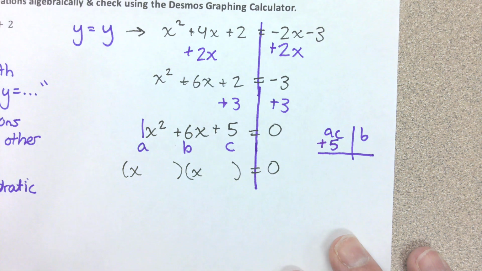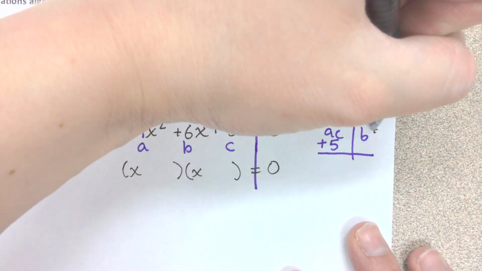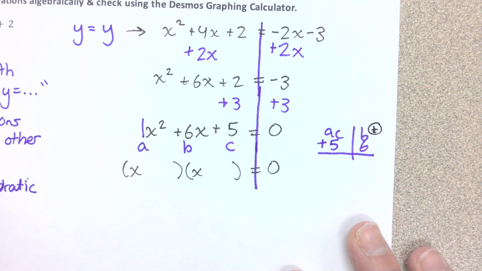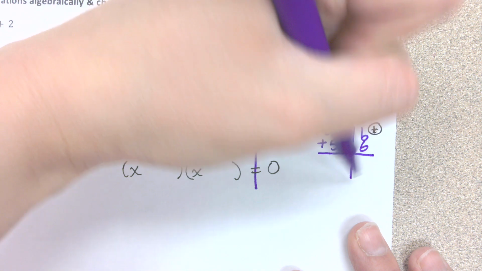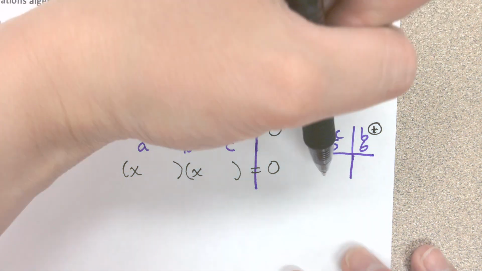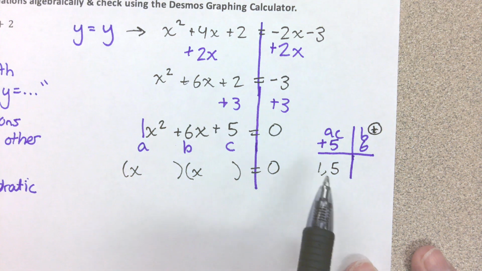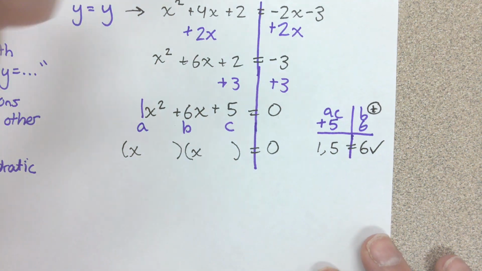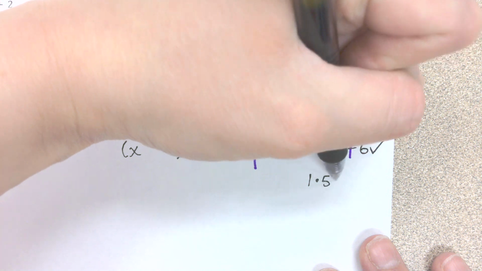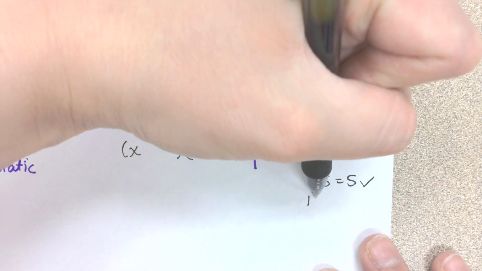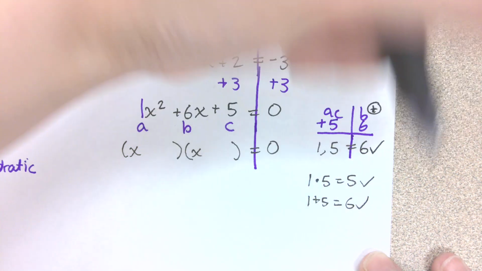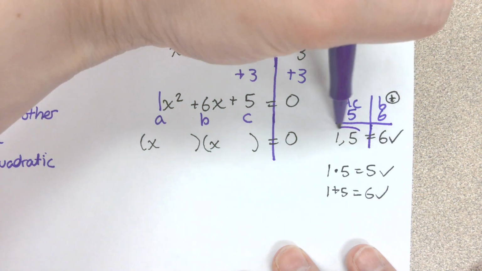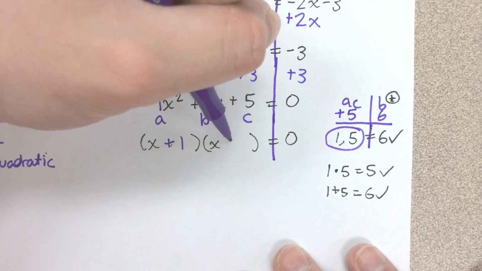And it's a positive 5, so we're just adding on the right side to get the B value. And then B is 6. 5 only has one pair of factors, 1 and itself, and luckily when you add 1 and 5, you do get 6. Checking. 1 times 5 is 5, yes. 1 plus 5 is 6, also yes. So our factors are 1 and 5, x plus 1, x plus 5.